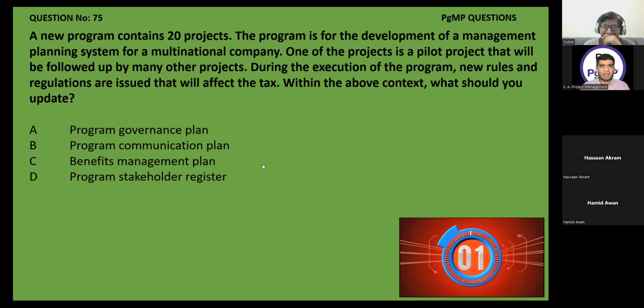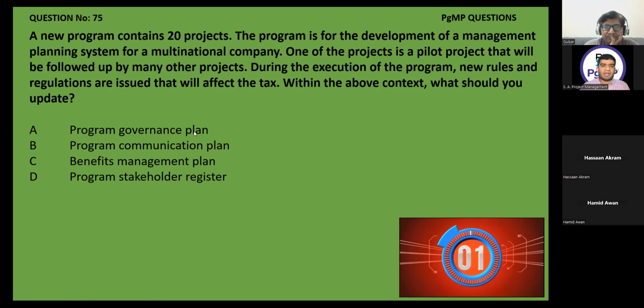Right. So here the question says that during the execution of the program, new rules and regulations are issued that will affect the tax. Within this context, what should you update? So what is actually the tax? It is cost. The tax is actually affecting your cost. What will be the benefits that will be affected?